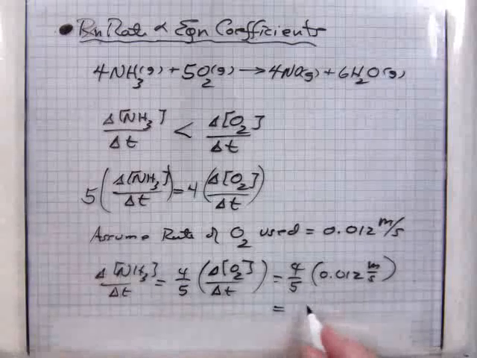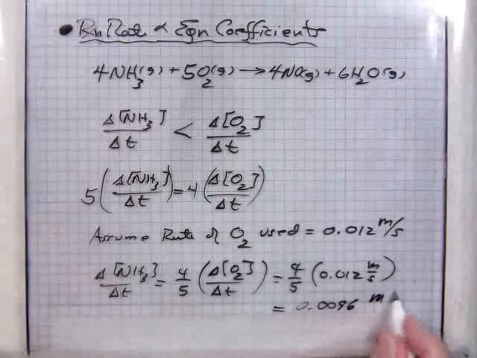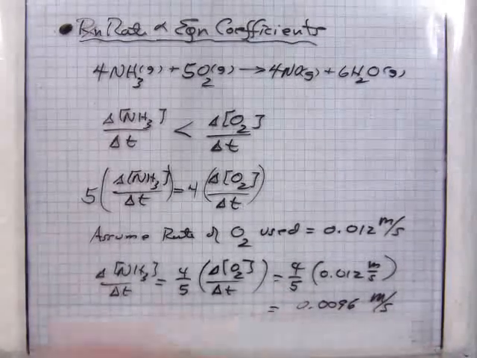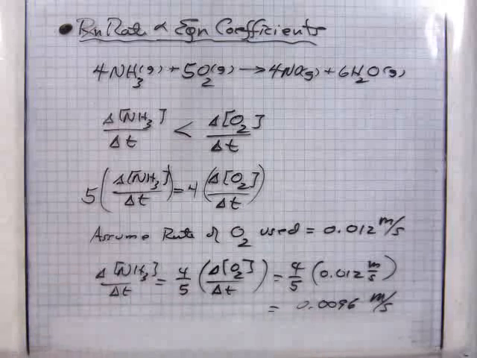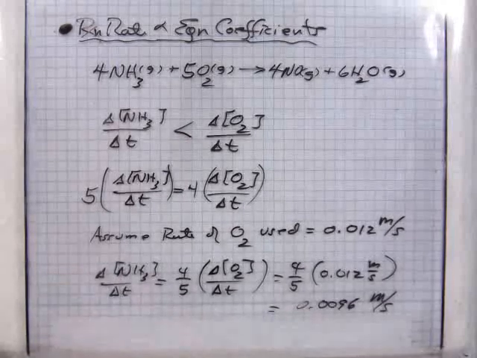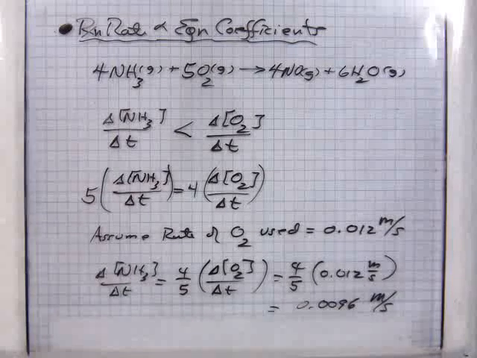And it gives you a 0.0096 molar per second rate based on that relationship, given one against the other. I don't know where that came from. Is that what your question was? Okay, thank you.